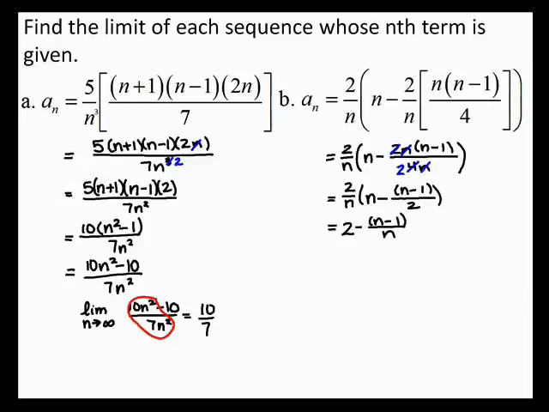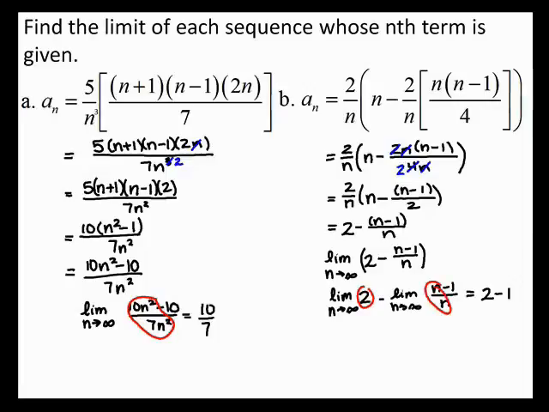Set up the limit of a sub n as n approaches infinity. Separate the limit of 2 minus n minus 1 divided by n into the limit of 2 minus the limit of n minus 1 divided by n. From this form, you can see that the degree of the numerator is equal to the degree of the denominator, so the limit of the sequence is the ratio of the coefficients of the highest powered terms. The limit of 2 is 2, and the limit of n minus 1 divided by n is 1. Simplify 2 minus 1. You find the limit of a sub n is 1.